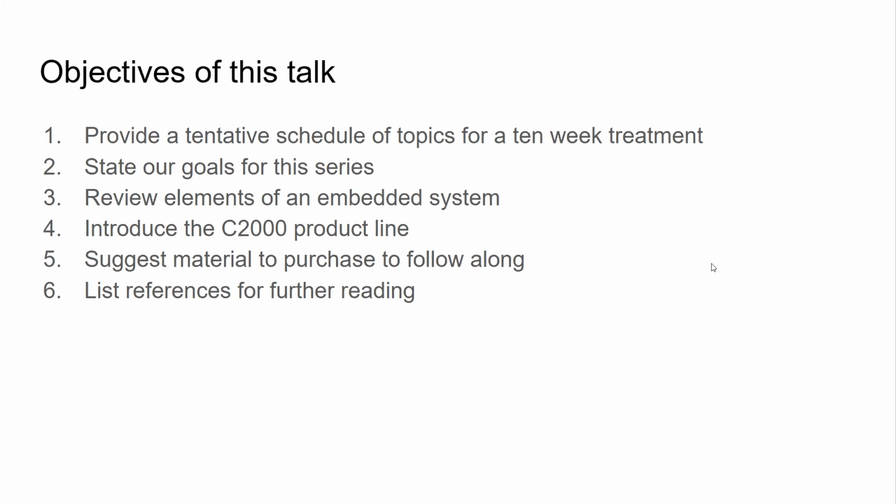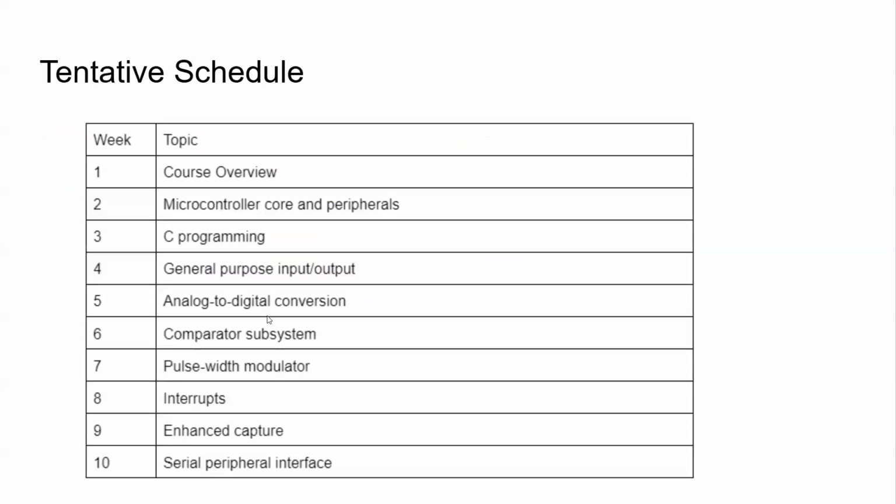So here are some objectives of the talk. We'll be providing a tentative schedule on topics, state our goals for the series, review elements of an embedded system, introduce the C2000 product line, which is the line of microcontrollers offered by Texas Instruments that we'll be using throughout the course. And then we'll be suggesting material to purchase in order to follow along with the course, and then provide some references for further reading.